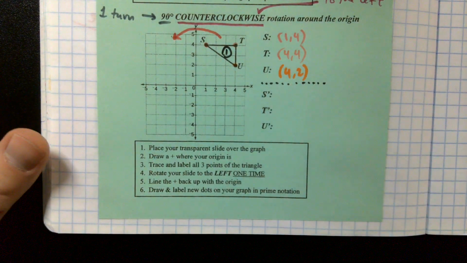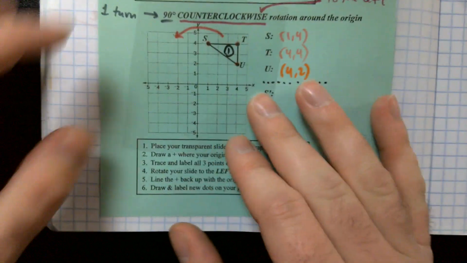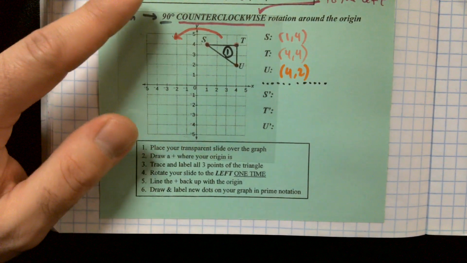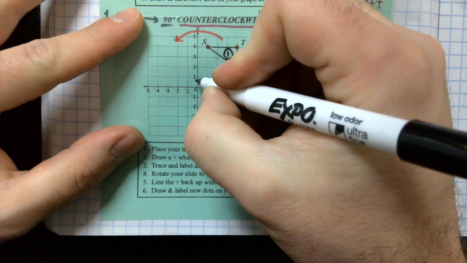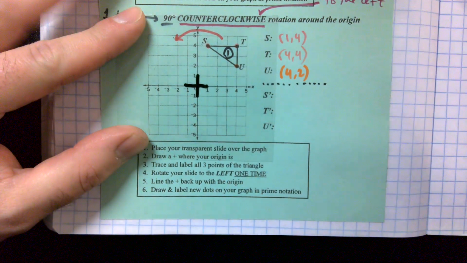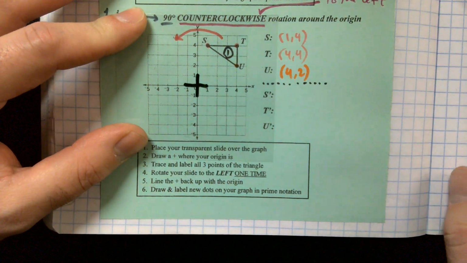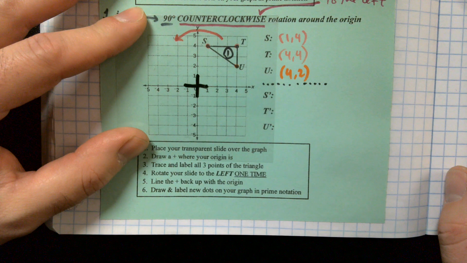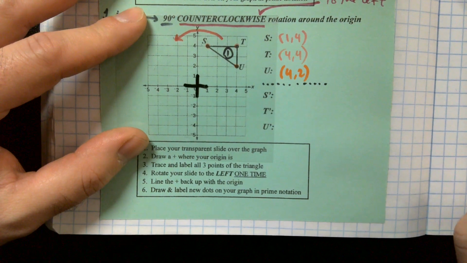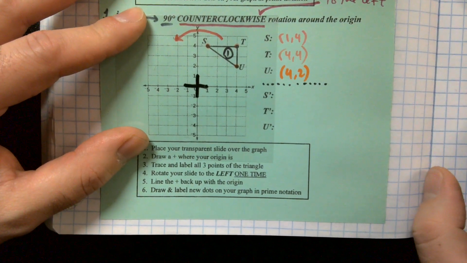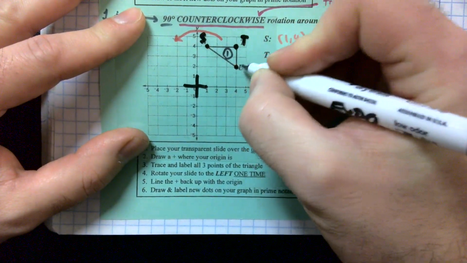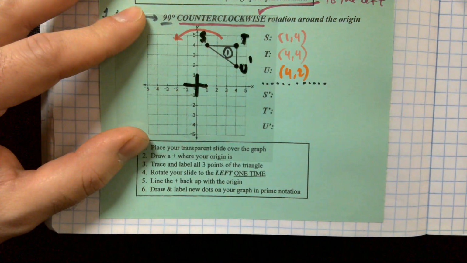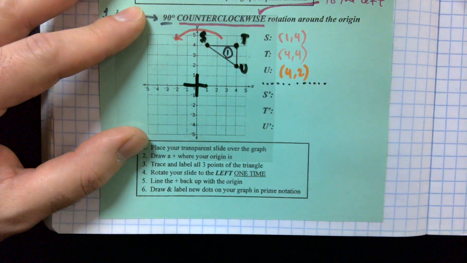So I'm going to go 90 degrees counterclockwise. Let's follow our steps once again. I'm going to put my slide over my graph. Then what? Make a plus. Where do I make a plus? At the origin, I'm going to make my plus. I'm going to establish my pivot foot. Then what? Ooh, not yet. Oh, label it. Dot my points and label them. S, T, U. Why did you put the prime on? Oh, sorry. You're right. Good catch.